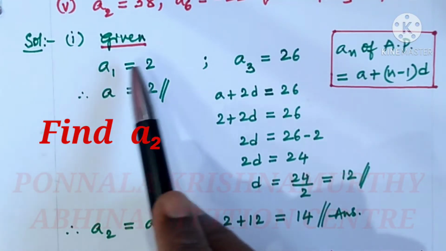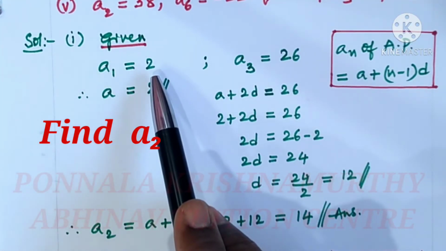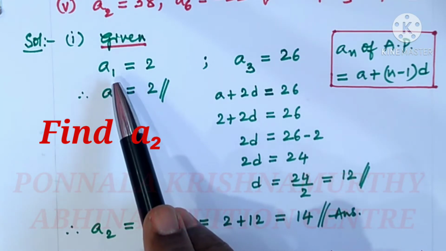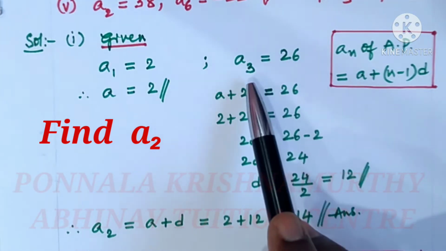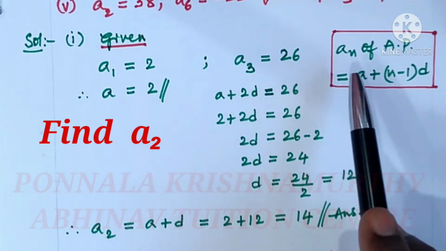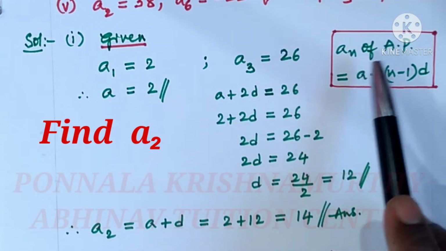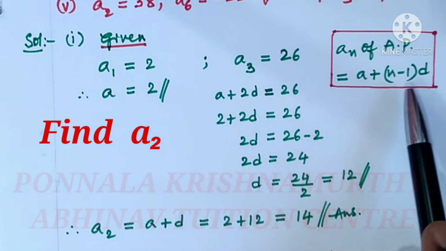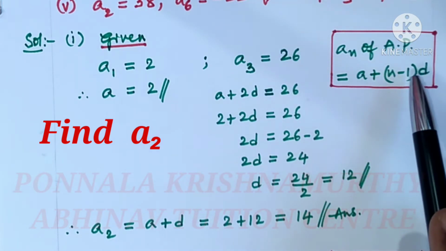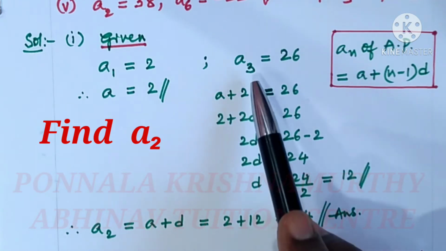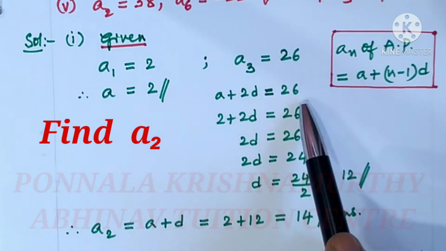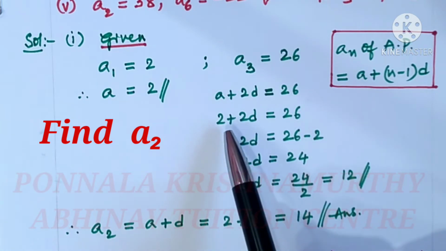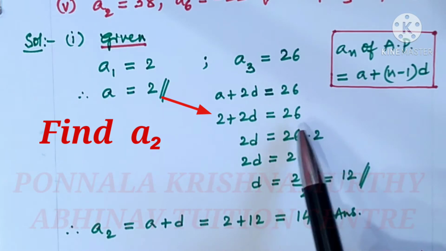Solution. First one, given A1 equal to 2, A1 is nothing but the first term, so A equal to 2. A3 equal to 26. An of AP is equal to A plus n minus 1 into D is the formula. Then A plus 3 minus 1 into D, 3 minus 1 is 2, is equal to 26. In place of A, we substitute 2 plus 2D is equal to 26.